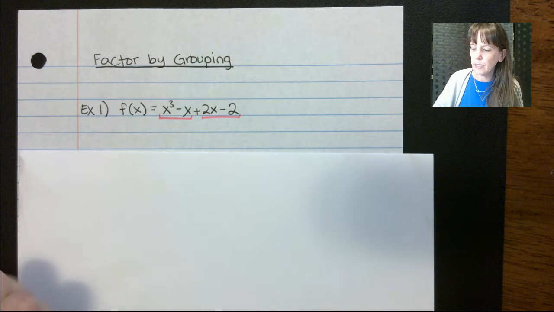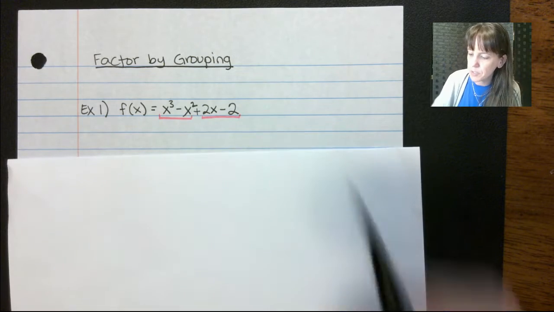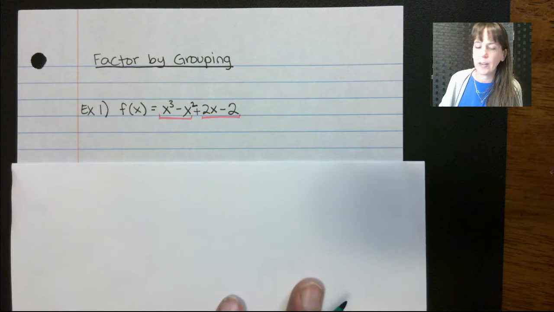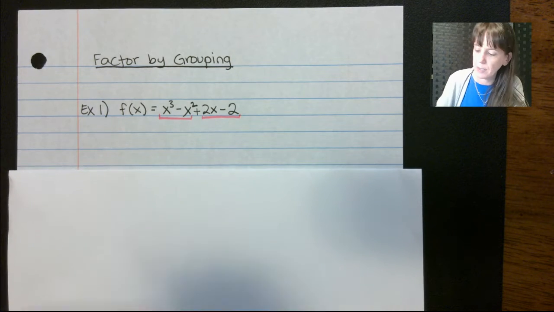Taking a look here, I actually just realized I wrote this wrong. That should be a squared. So we have x to the third minus x squared. Grab your notebook, make sure you're copying these down.